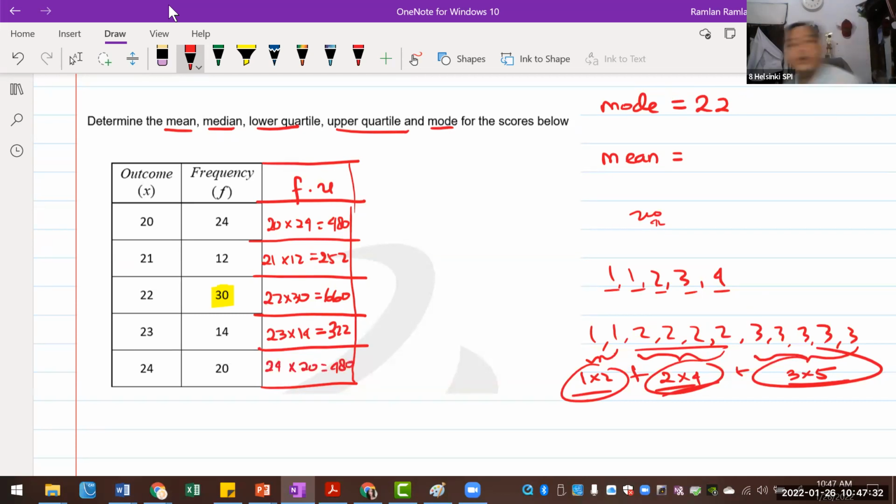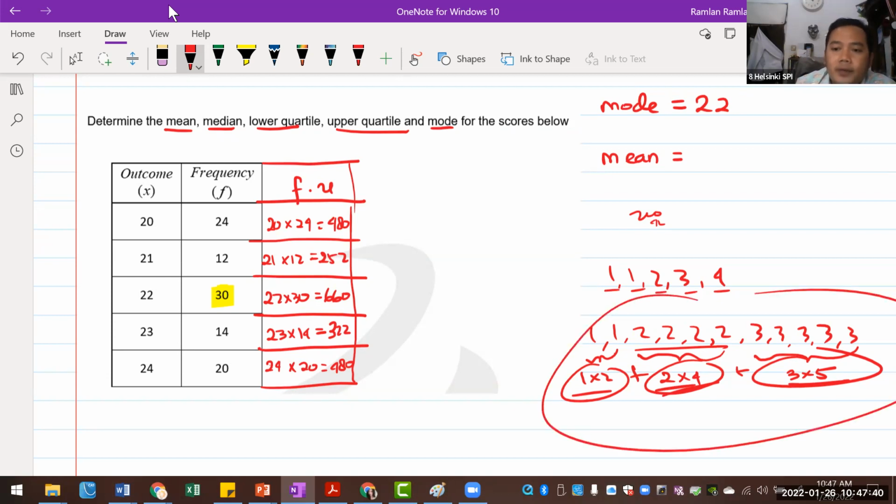Okay, here we go. So notice that if I want to find the mean, remember, if we have this kind of data, we need to add them up, right? So this plus this plus this and so on. So the same thing here, we need to add these numbers, the results.